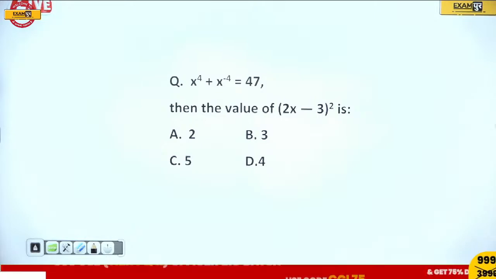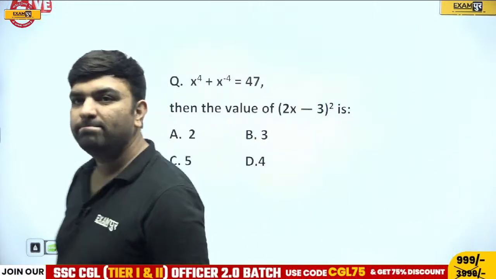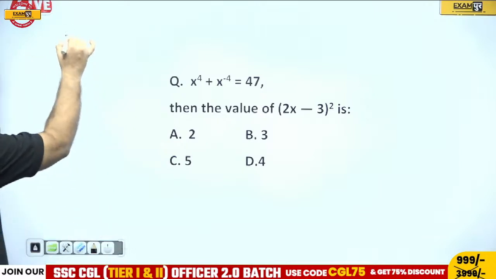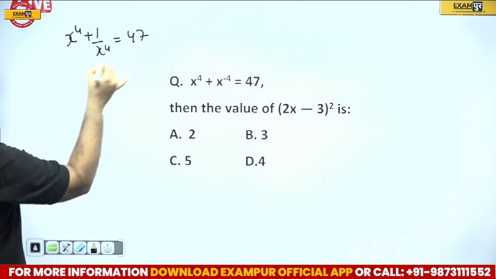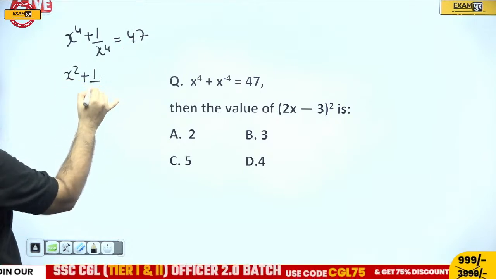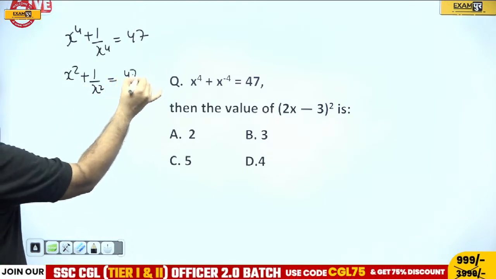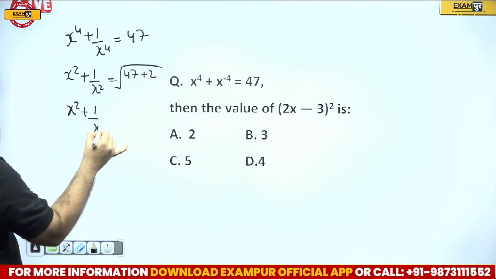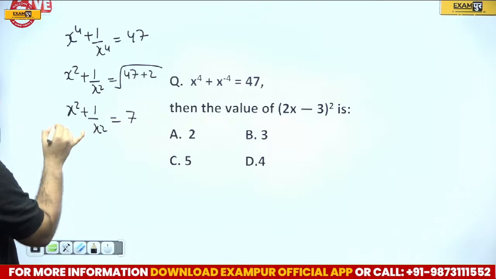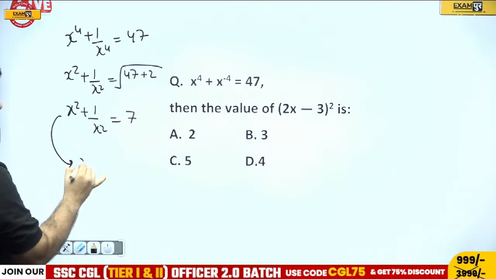First, x to the power 4 plus 1 upon x to the power 4 is 47. Reduce the power, make the power half. How to reduce the power? Add 2, take square root. Add 2, take square root. 7. Again add 2, take square root.